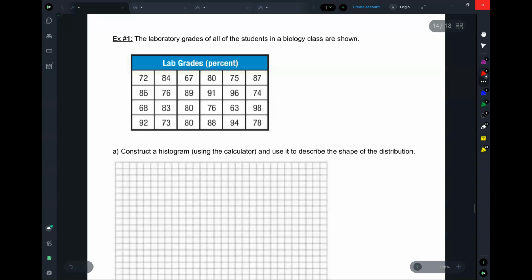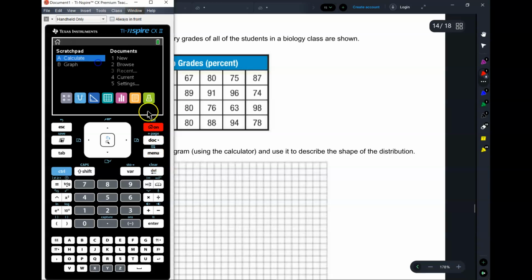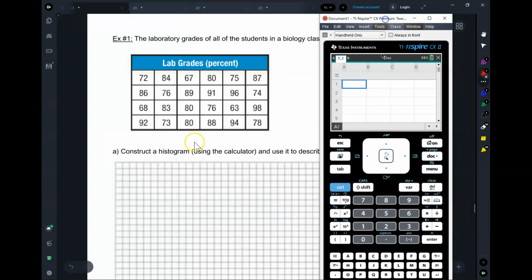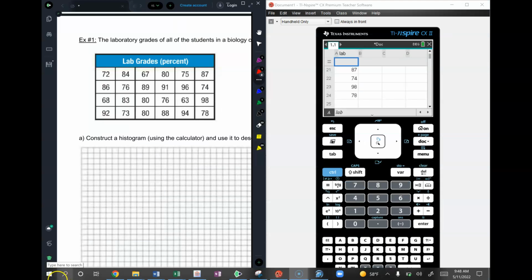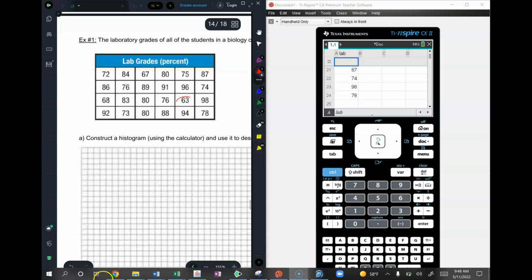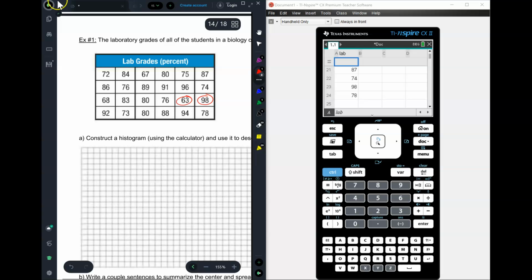Okay, so let's go ahead and put this into our calculator. Press the on button and the green spreadsheet button, and go ahead and put those into your calculator, please. Take a look. We have data ranging from the 60s into the 90s. The lowest and highest are 63 and 98. So what I want to do is create a histogram that goes up by 5s. Stay with me here.